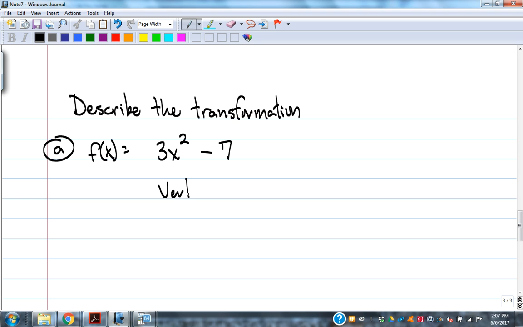That would be a vertical stretch because it's multiplying times the x squared. Anytime we're multiplying to the x or to the function, it's going to be a stretch or a shrink. That's a big number. It's bigger than 1, so it's a stretch. It's on the outside. It's a vertical stretch. Okay. The minus 7 is on the outside. It's not inside parentheses, so that would be down 7. The vertical stretch, and then move it down 7.